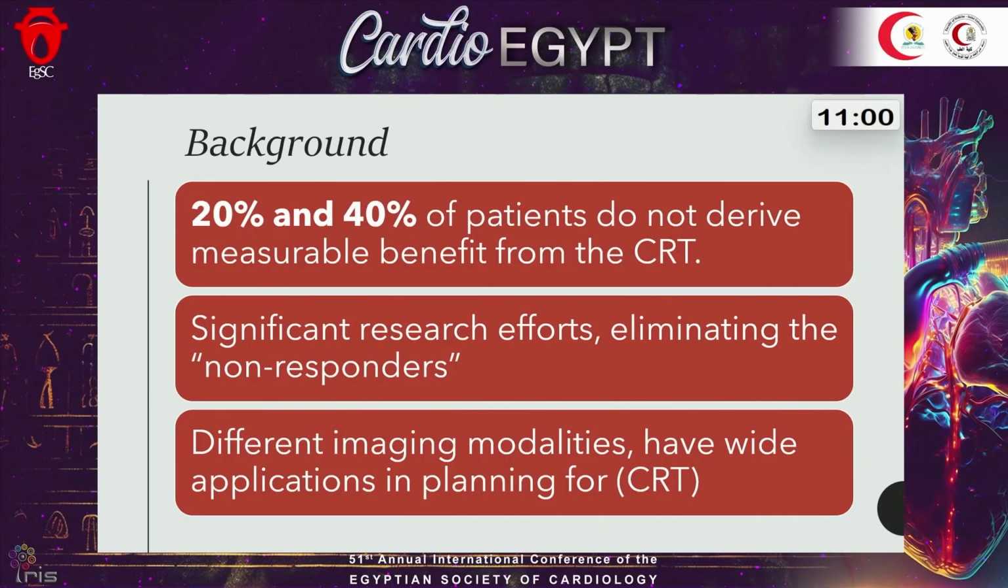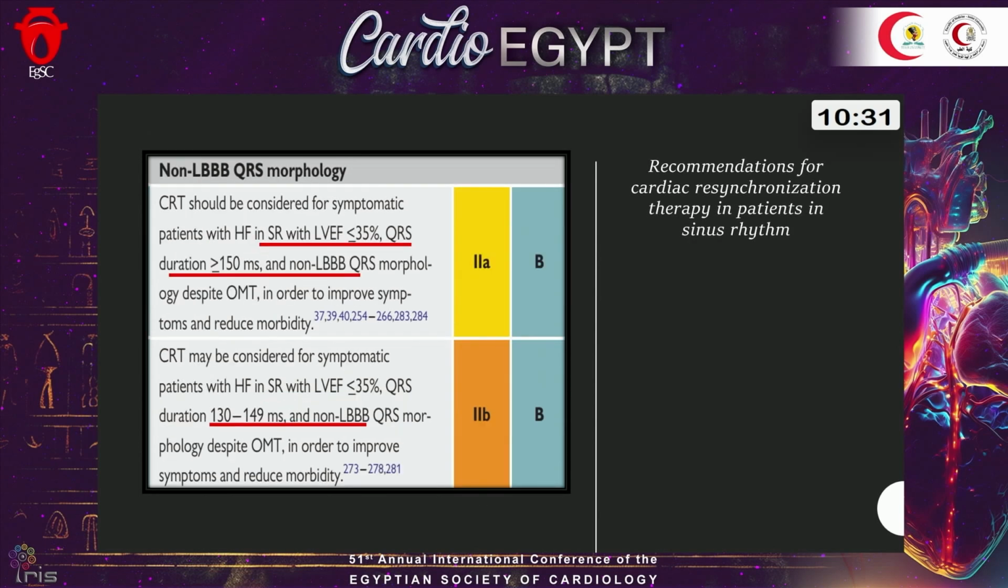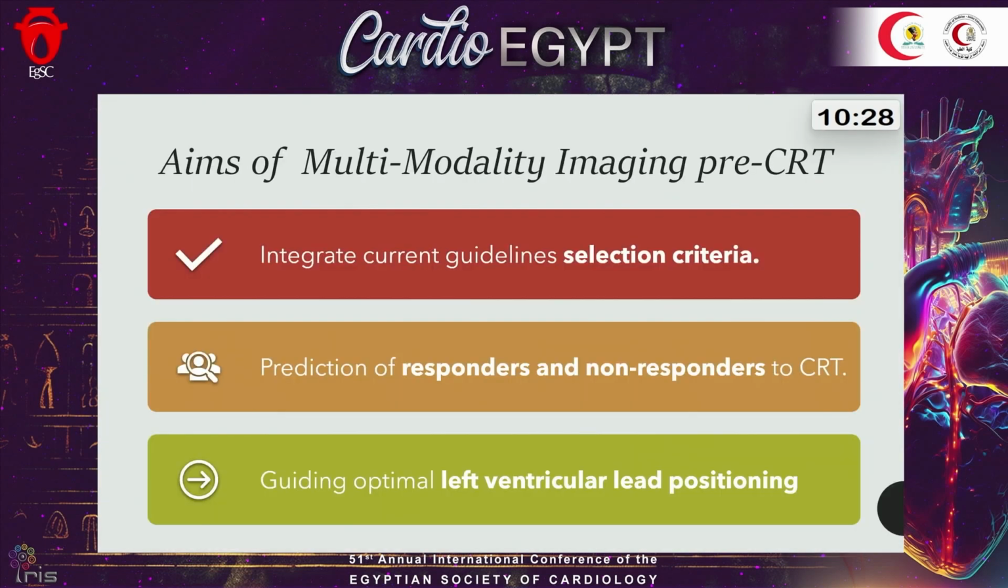Effort to eliminate the non-responders by using different imaging modalities. Regarding the latest guidelines, CRT is recommended for patients with ejection fraction less than 35% with QRS duration more than 150 milliseconds, or 130, in both left bundle and non-left bundle QRS morphology.